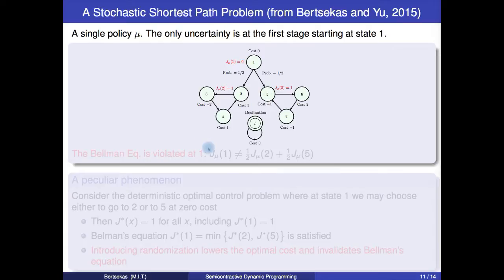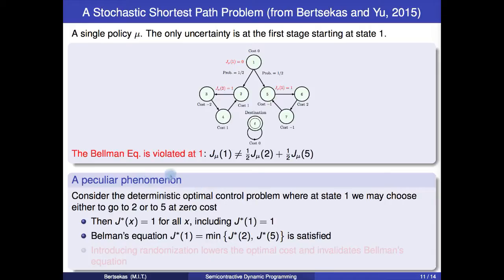Now, if you look at Bellman's equation, J mu of 1 must be 1/2 the 2 costs at 2 and 5, but it is violated because the cost at state 1 is 0 and it's not equal to this. So here we have, even for a single policy, Bellman's equation violated. And this is a rare phenomenon, but it's still possible when costs are both positive and negative in stochastic shortest path problems.